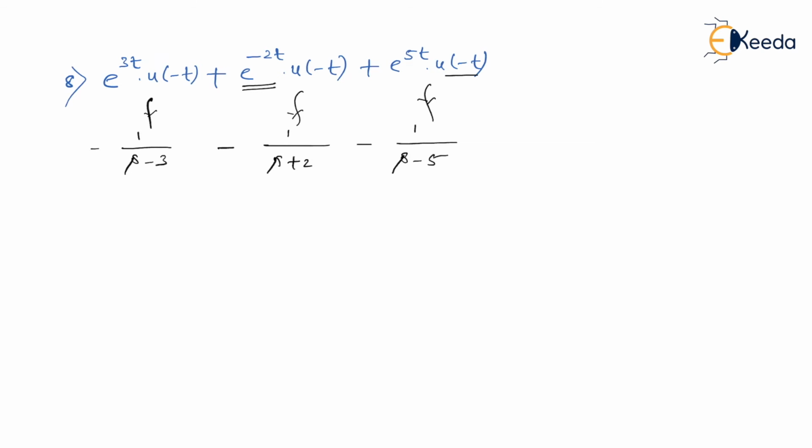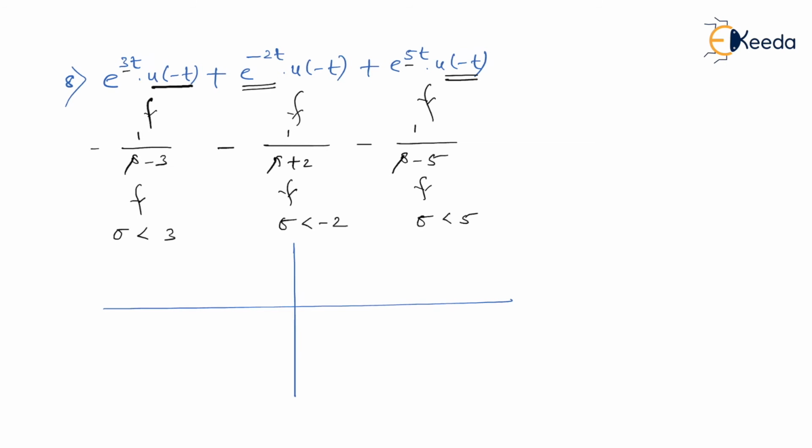Now let's talk about their individual ROCs. Here the value of the pole is 3, so sigma will have some relation with respect to 3. Secondly, since it is multiplied with u of minus t, it is an anticausal function. It means sigma will always have the lesser relation, so sigma less than 3 is the ROC. Similarly here, sigma will be less than minus 2, and here I can say sigma less than positive 5, because the pole is present at 5, and since it is multiplied with u of minus t, sigma will always have the lesser relation. Am I right? So try to get the common ROC out of them.